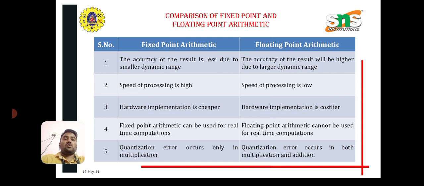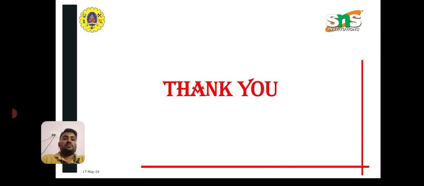And also, in fixed point, quantization error occurs only in multiplication, whereas in floating point, quantization error occurs in both multiplication and addition. These are all the differences between the two arithmetics, which means floating and fixed point arithmetic.